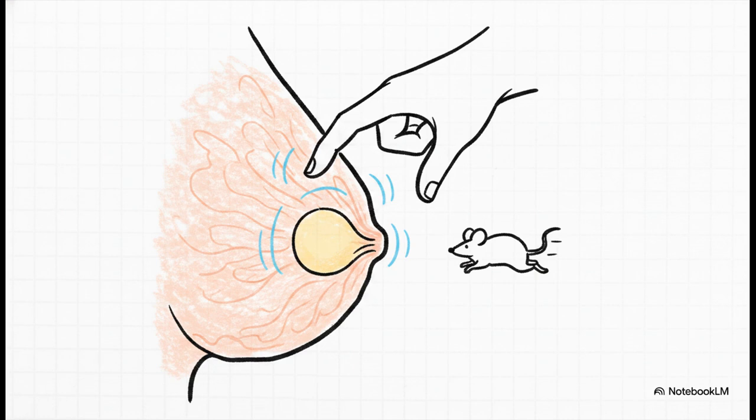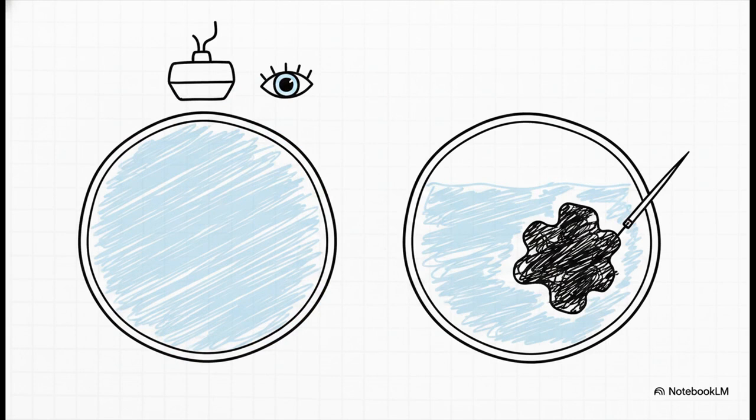Clinically, it is widely referred to as the mouse in the breast. On the flip side, breast cysts present as fluid-filled cavities. They often pop up suddenly, which, as you can imagine, causes a ton of alarm for the patient.